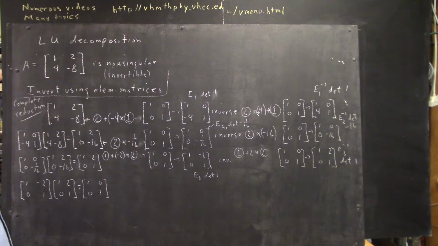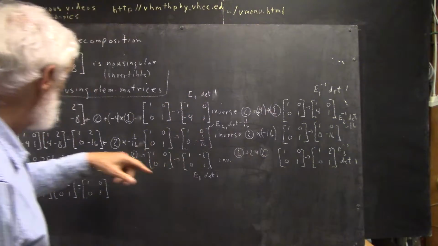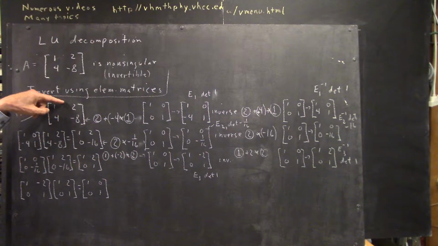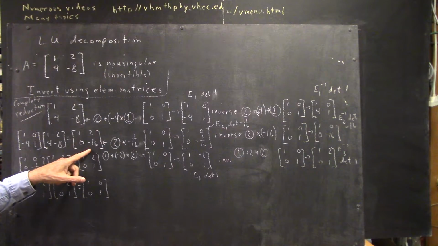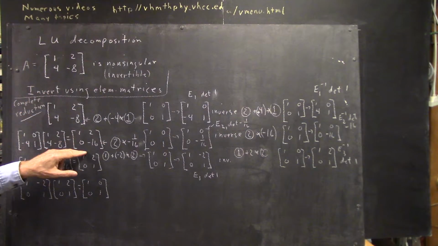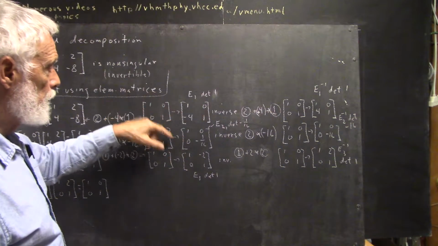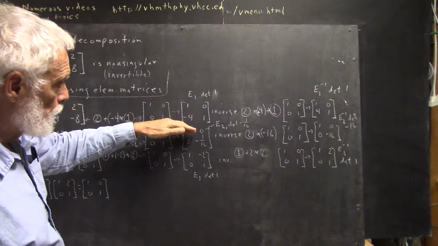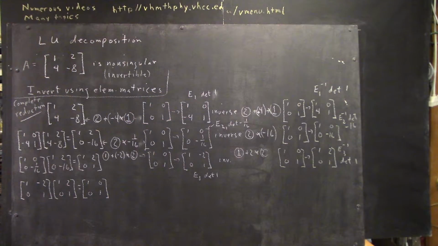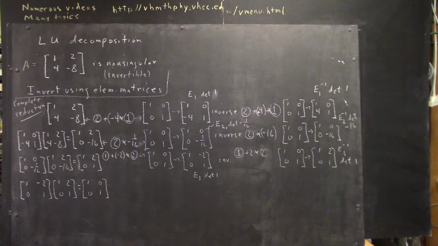Well, anyhow, if we take this E1 matrix and multiply it by our original matrix, we get the matrix that we got if we added negative 4 times the first row to the second. So multiplying by the matrix that you get from the identity by adding negative 4 times the first row to the second gives you the same thing as just adding negative 4 times the first row to the second.